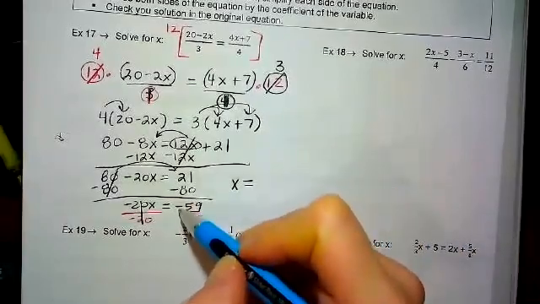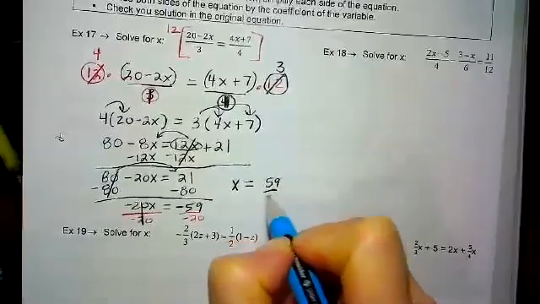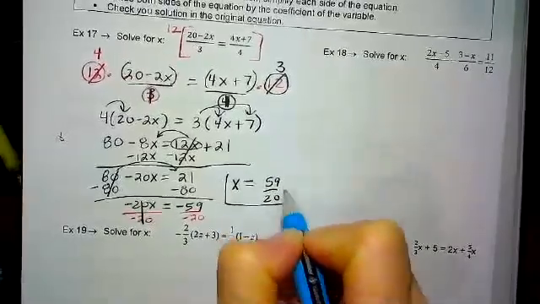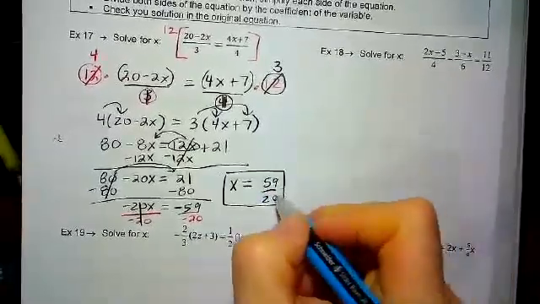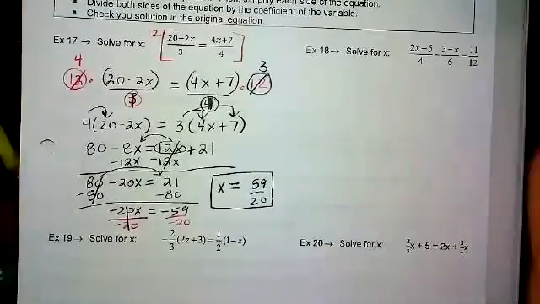The one thing we do want to do is clean up the negative. Since there's 2 negatives, it's really a positive 59 over 20. If 59 and 20 could be divided by a common number, you would reduce. Otherwise, just leave it as an improper fraction.